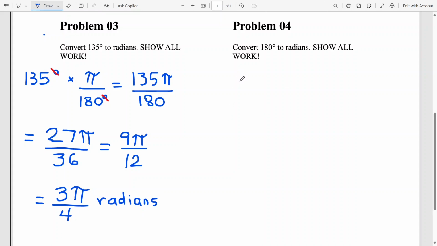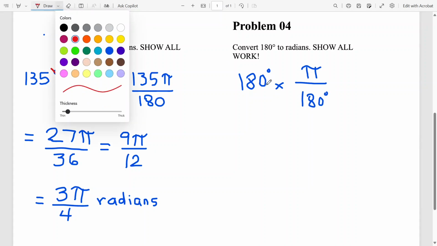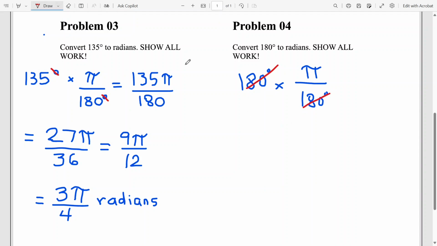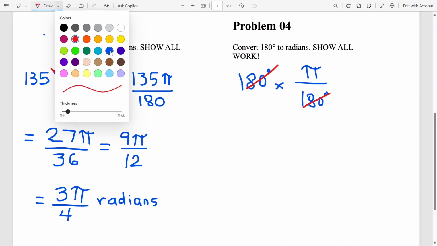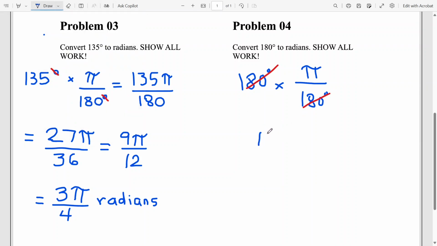Okay, next one. We got 180 degrees. We want to convert it to radians. Well, we know that for every pi radian or pi radians, there is 180 degrees. So these cancel out, and we're left with just pi radians for our last one here.